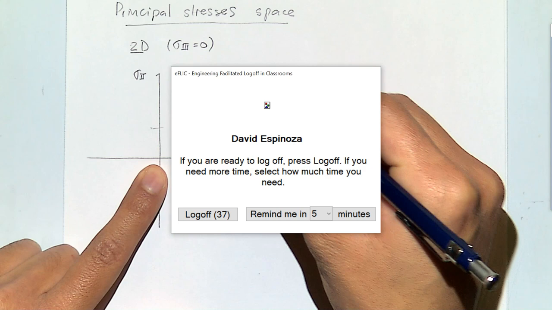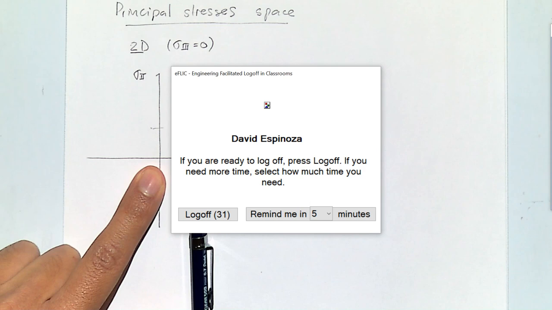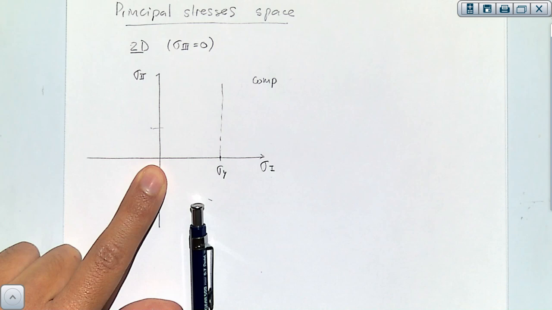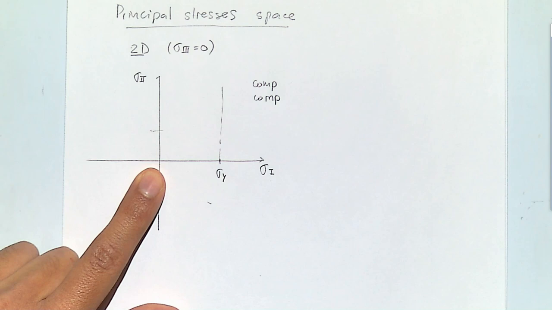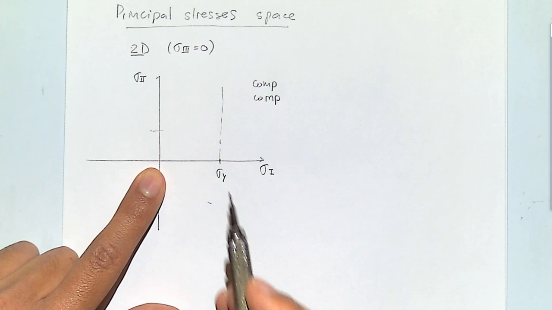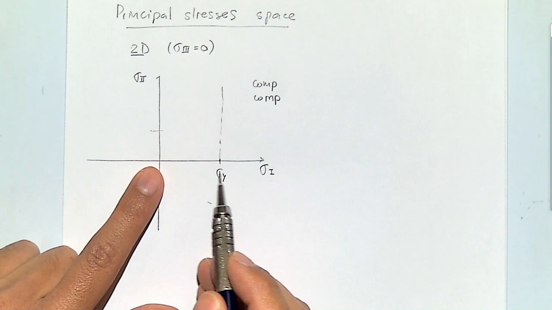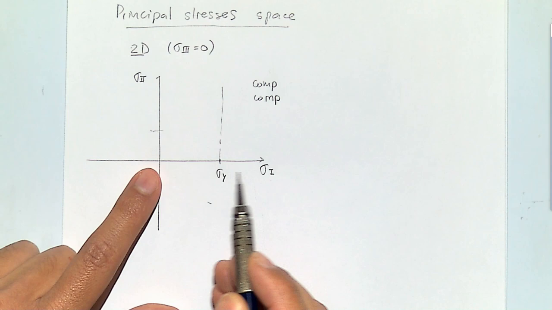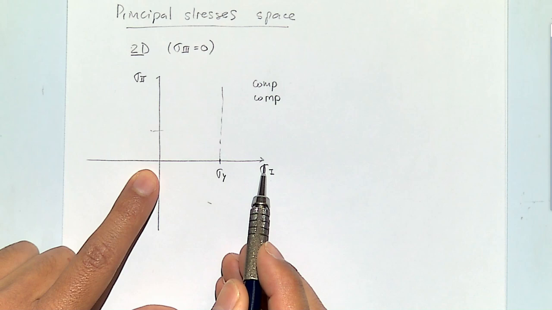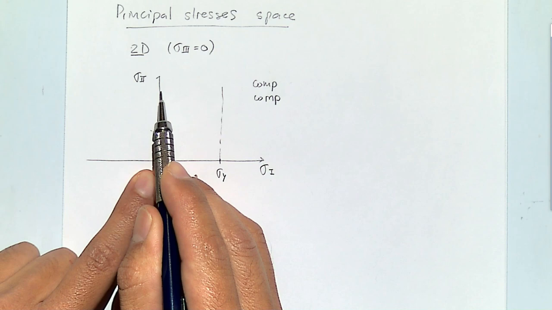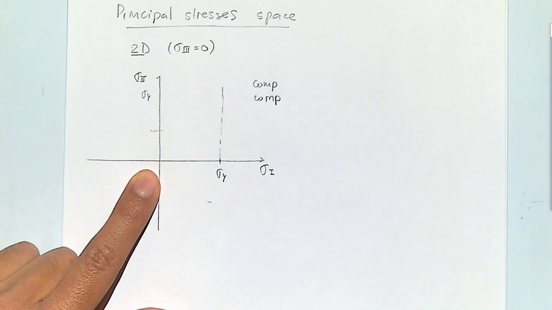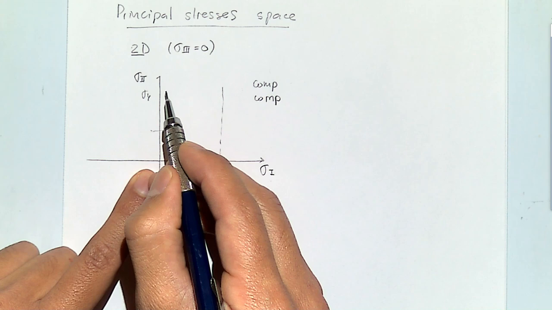So this quadrant is compression. And here, since this is still 0, the maximum value is going to still be that. If now sigma 1 would be equal to 0, and sigma 2 is not 0, but it's compression, its maximum value is going to be also sigma y, and if sigma 1 is different than 0, but sigma 3 is still 0, this is going to be a line like this.